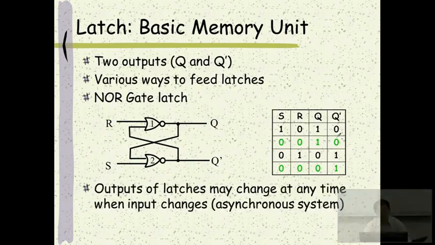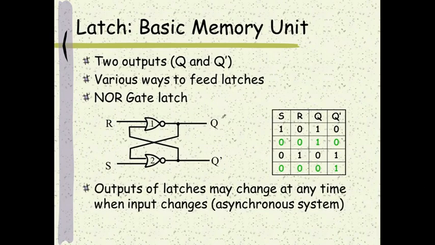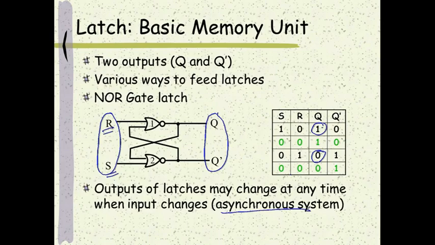So what we have seen here is that the output of this latch, Q and Q prime, depends on R and S. However, it can become stabilized. It can store a value here, either 1 or 0. And one problem about this latch is that the output changes as soon as the input changes. So this is what we call an asynchronous system, which may not be what we prefer.